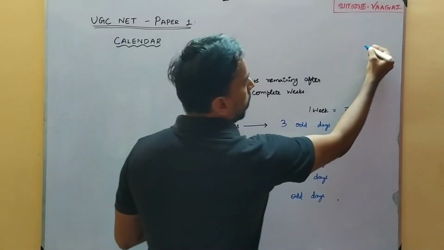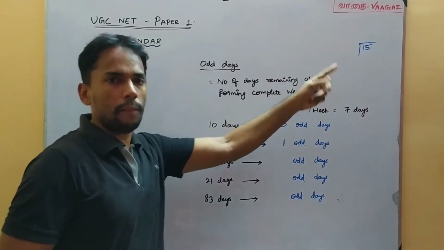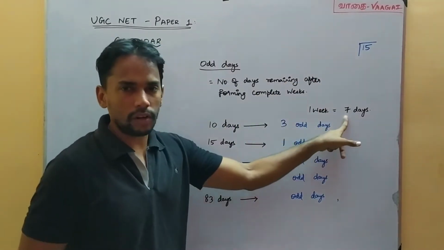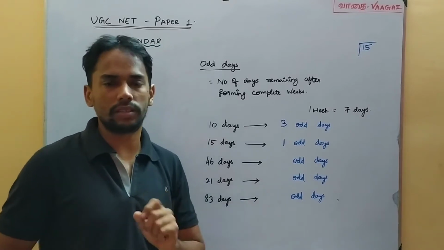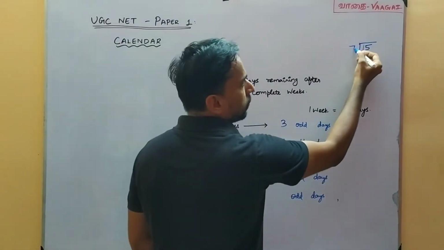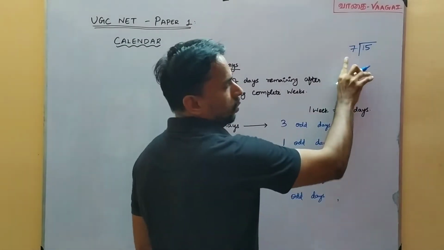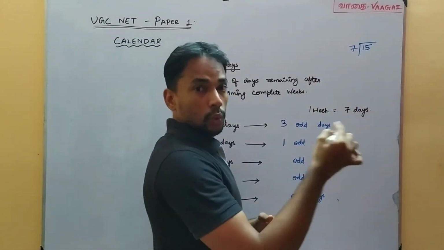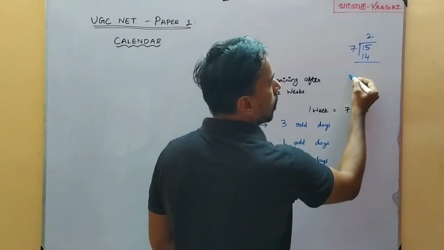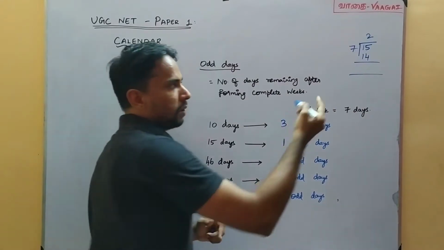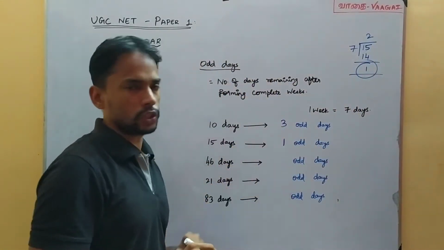Take this 15 and try to divide it by 7, because for each week we have 7 days. So 15 divided by 7. We'll do this division and see what happens. 7 ones are 7, 7 twos are 14. So what is the remaining? The remainder will be 1, and this remainder tells you how many odd days you have.